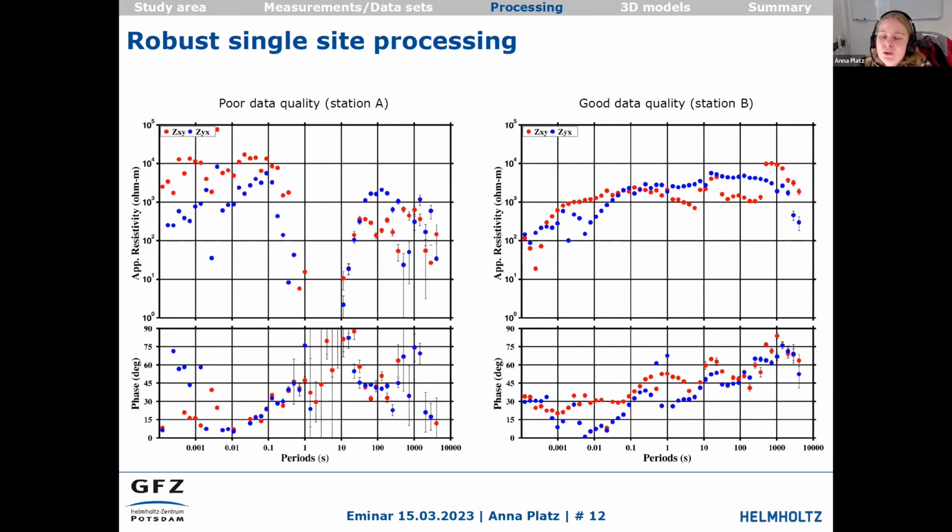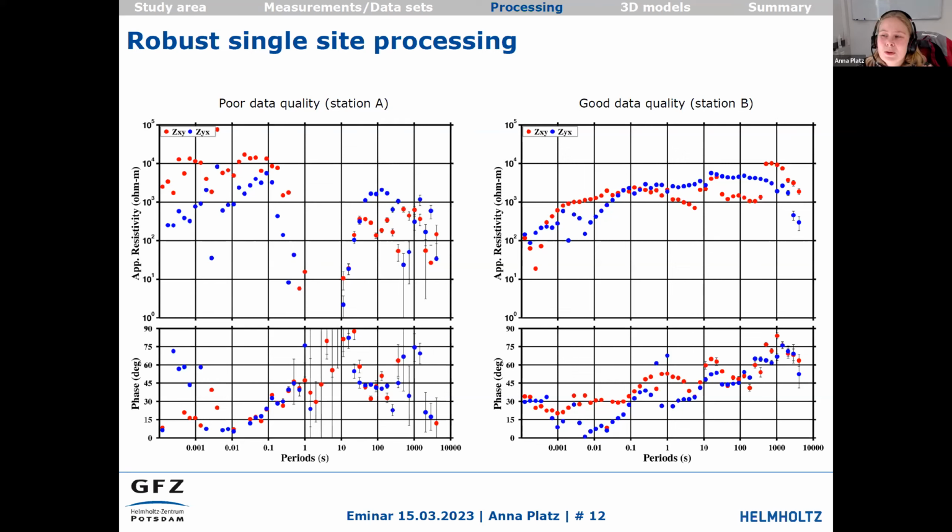After you remove the data which you cannot use, the second step we normally do is to run a robust single-site processing for each station to get a first impression of the data quality for these single stations. This is shown here for two different stations in the southern part of the study area. I call them station A and station B because I will show you processing results for these two stations later. And we see that station A has really poor data quality, and we see a lot of scattered points. In contrast, we already see a smooth curve for station B, which has a much higher quality.